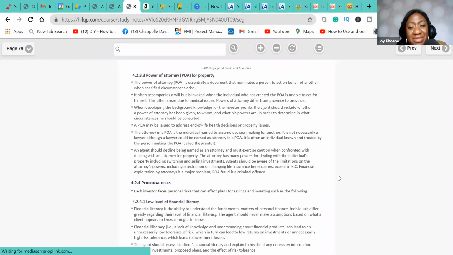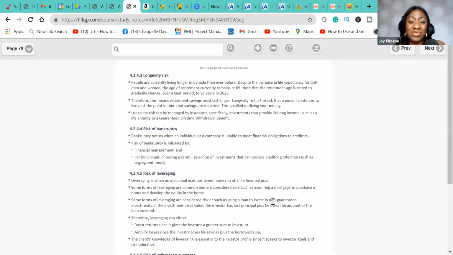Well, longevity risk. You see, we all pray to live long. But when you pray to live long, you also have to make adequate plans and preparation to fund that long living. People are currently living longer in Canada than ever, and as a result, there is need for more provisions to be made for their life as they live longer than before. So this we need to tell our people. So therefore, it means retirement savings must last longer than what it used to.